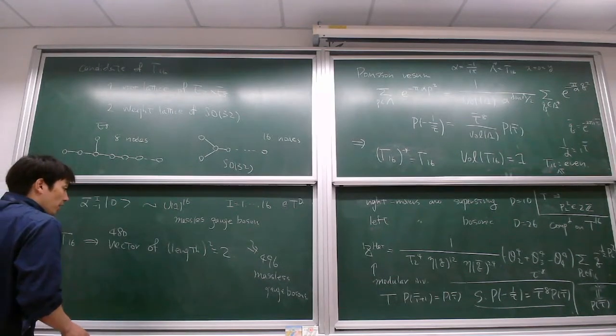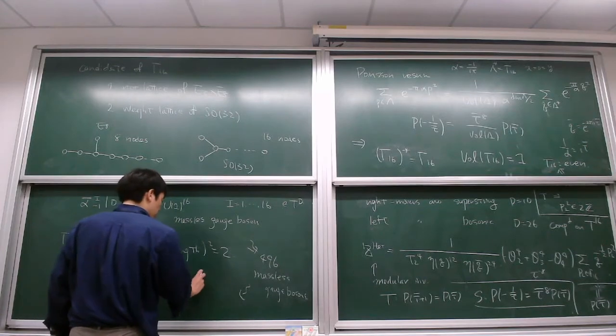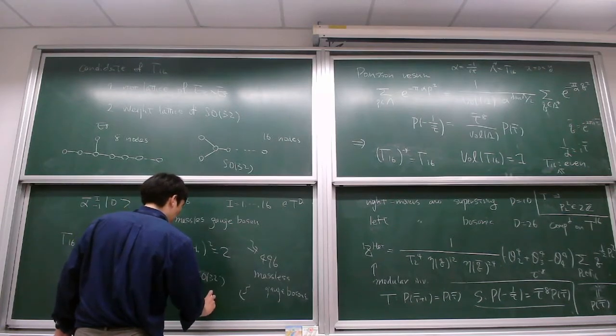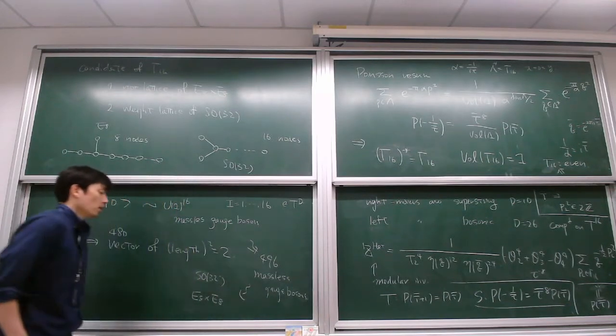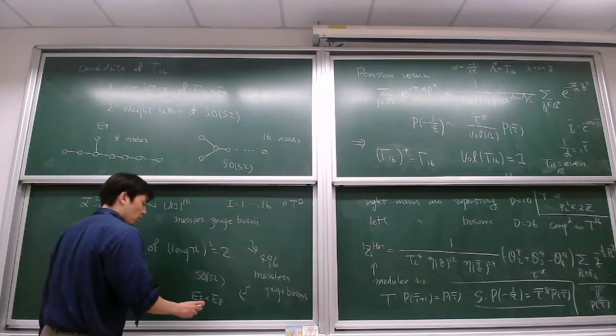And this indeed will give rise to either SO32 or E8 cross E8 adjoint representation, in other words, the gauge theory.